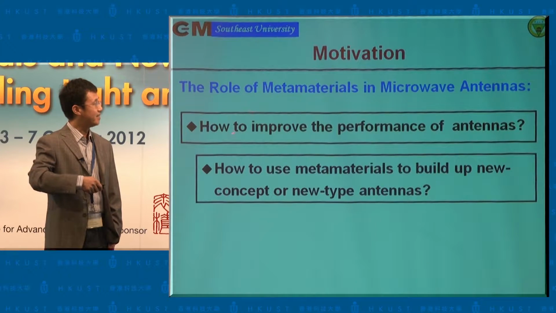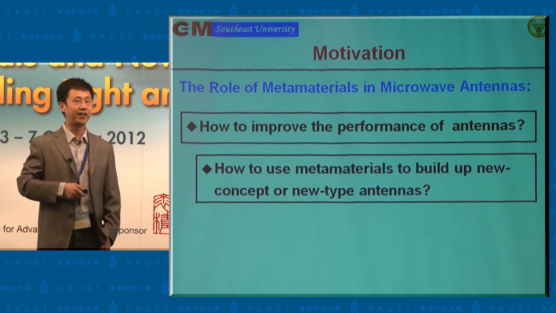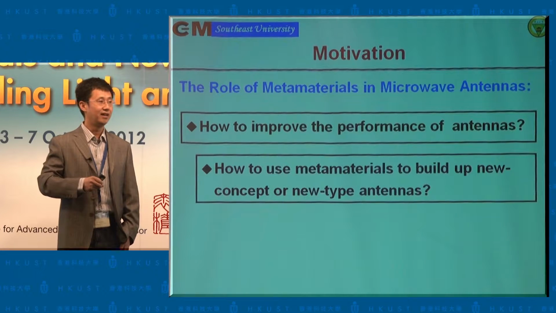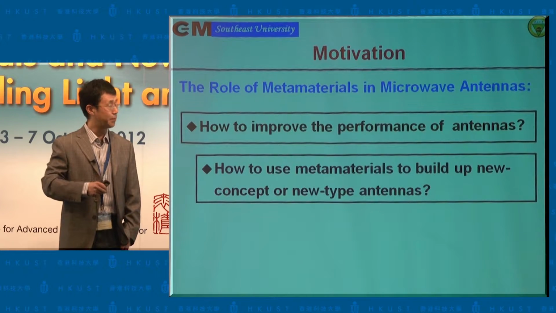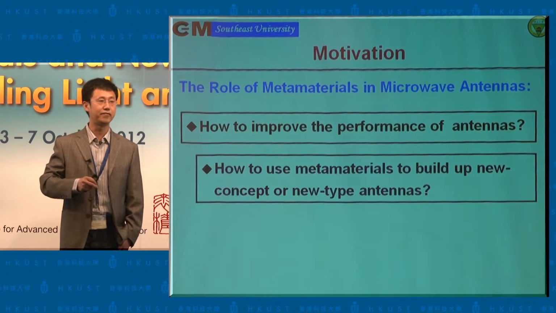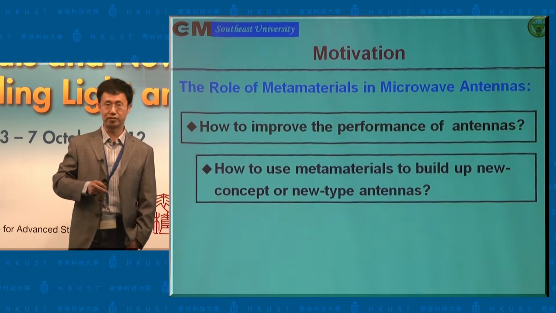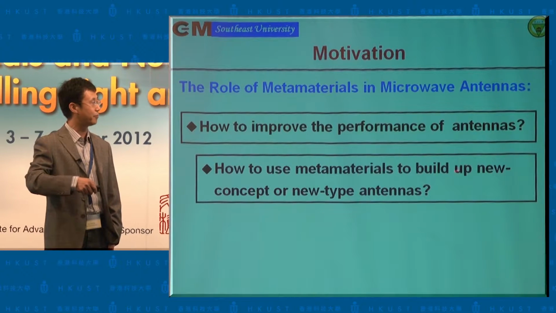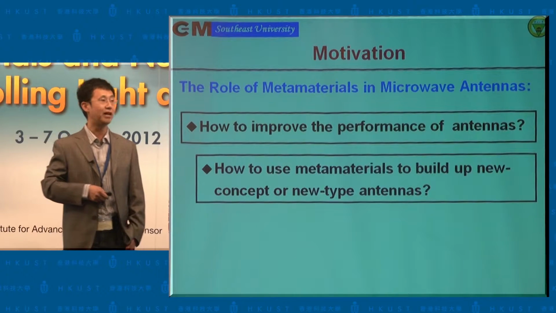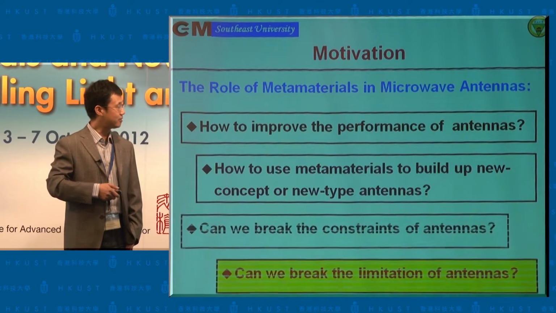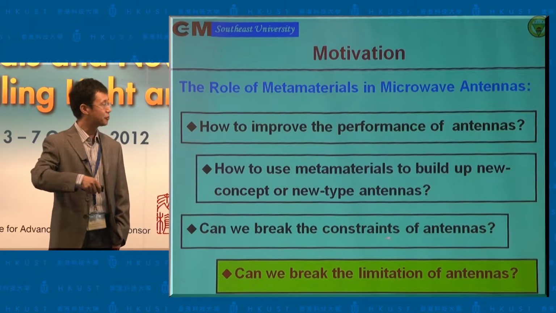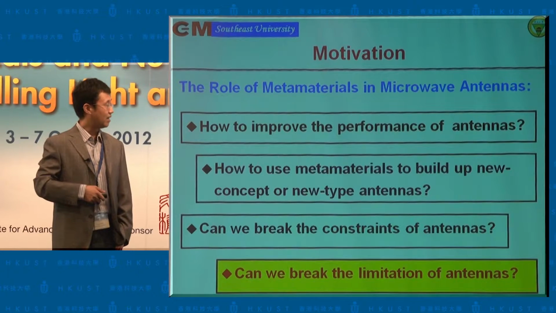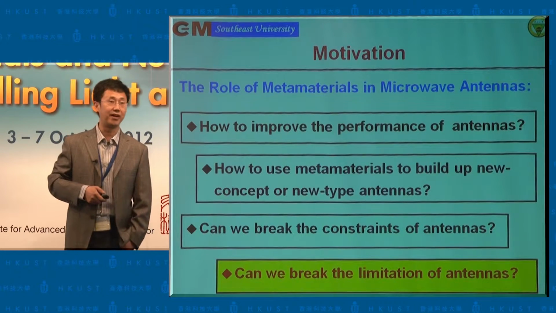The first is how to improve the performance of antennas using metamaterials. I think this is the basic motivation. If we cannot improve the performance, there is no use for the metamaterial antenna. The second is how to use metamaterials to build new concepts or new types of antennas. The third is, can we break the constraints of traditional antennas? And the last one is, can we break the limitation of antennas?